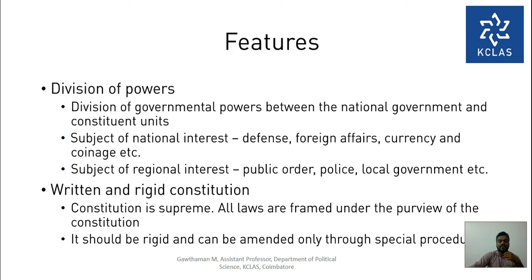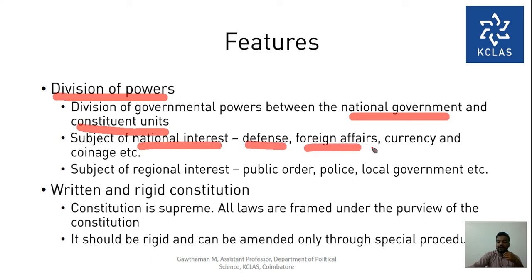Some of the features of a federal state. One is division of power: the division of governmental powers between the national government and constituent units. So what are the subjects which come under the national government or national interest? Defense, foreign affairs, currency and coinage, etc. These are the main areas which come under the national subject or national interest.